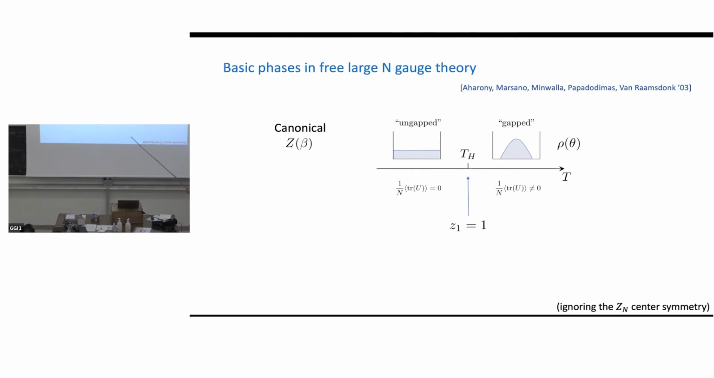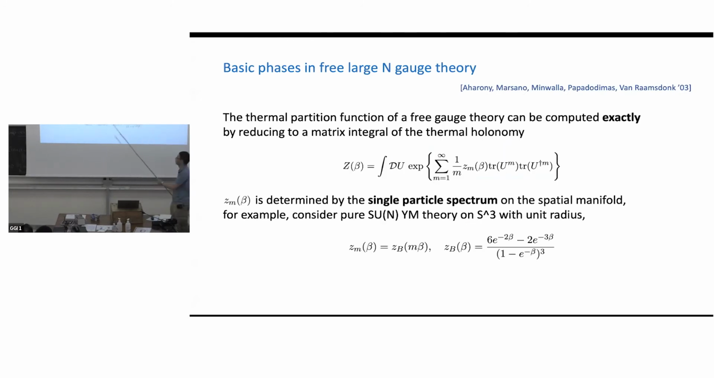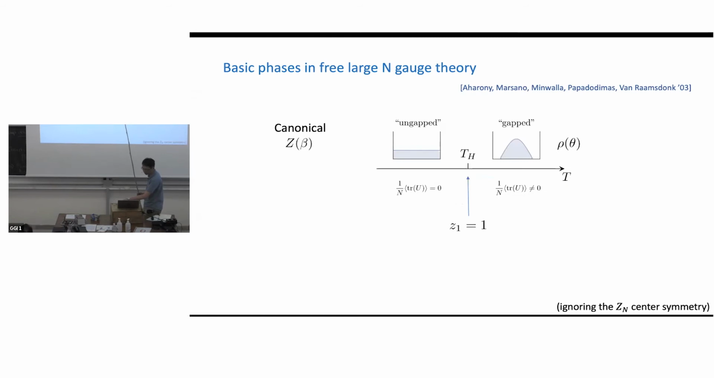Okay, yeah. So one last point here is that this Hagedorn temperature is determined very easily from the matrix model. In other words, it's simply a solution where the first little z function, the z1 function, equals 1. So that is a little detail that I would need later.